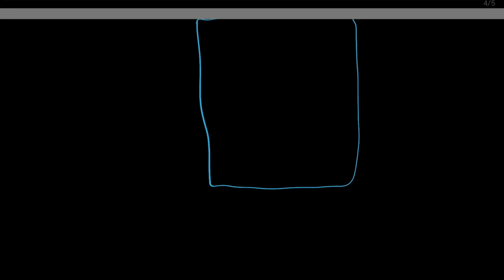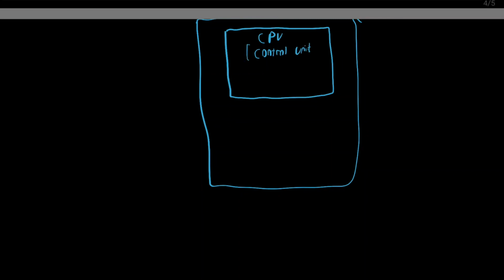This brings us to a more high-level visualization of the von Neumann architecture. So let's draw our computer as a box. Now, let this be our CPU, where we know there's a control unit, and then there's a data path unit. We can say control and data path.